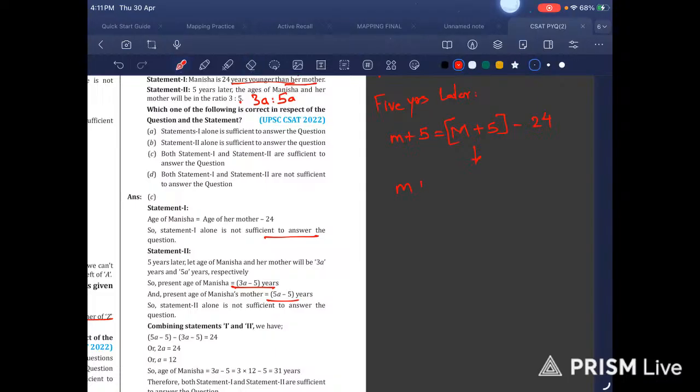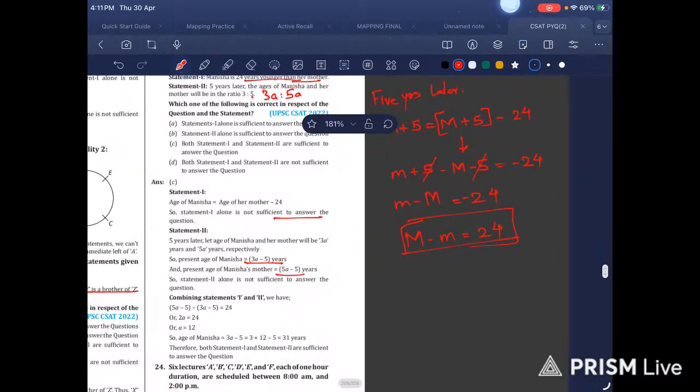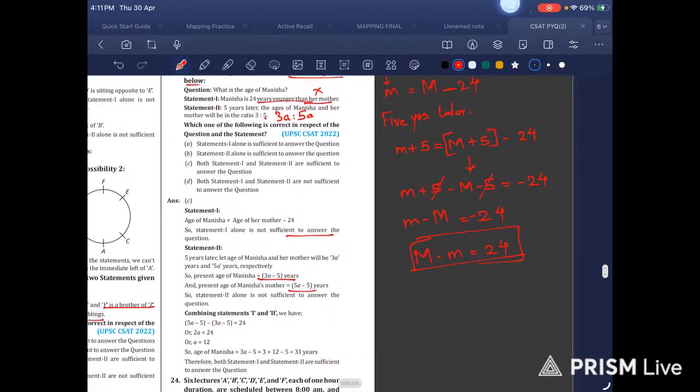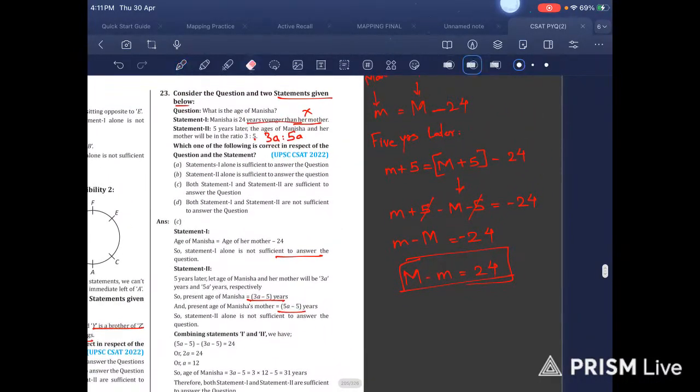This will become m plus 5 minus capital M minus 5 is equal to minus 24. M minus M, this and this will cancel, and this would be 24 minus 24. So it will become M minus M is equal to 24. I'm not getting it.